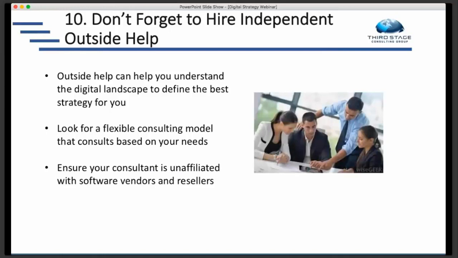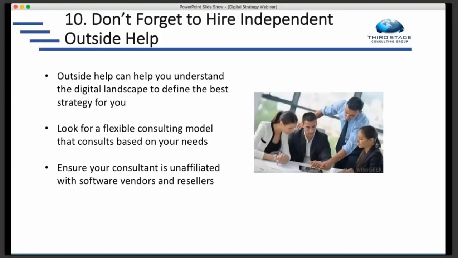Usually it's going to save you a lot of time and money to make sure that you understand the digital landscape and to help you define the best strategy for you. You want to look at a flexible consulting model that consults based on your needs. We have a plethora of tools and methods that we use as an organization, but we don't force fit that into an organization. We work with the parameters that you have in place.